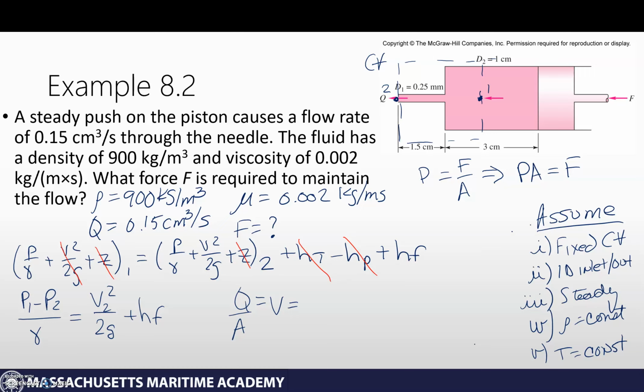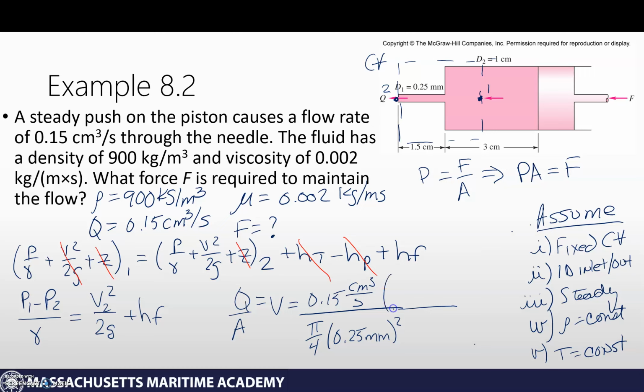So let's do that. We have our flow rate, 0.15 cubic centimeters per second. I'm going to divide it by my area, pi over 4 times 0.25 millimeters, and we're going to have to square that. Now, these units do not match up, and we want to get this into standard units. You could do centimeters per second, but let's just go right to meters per second.